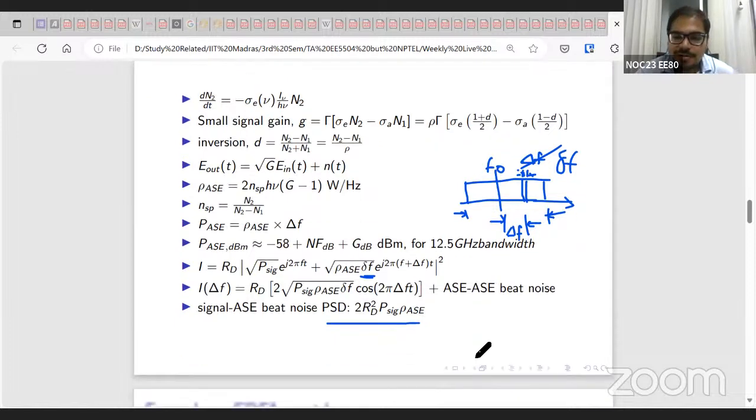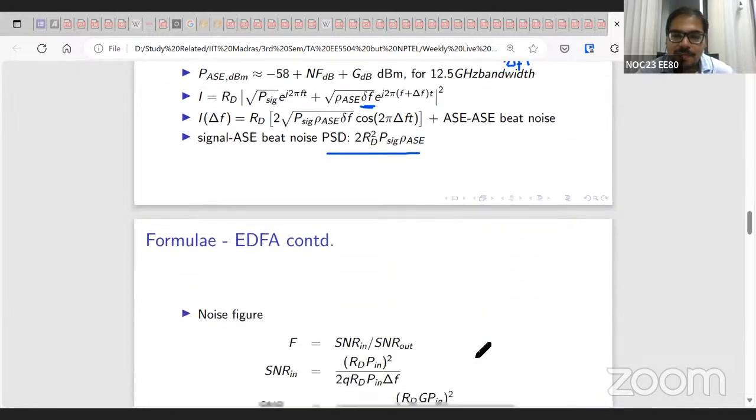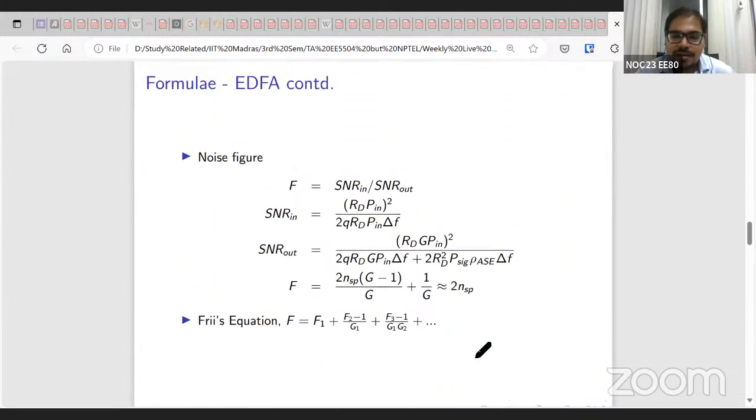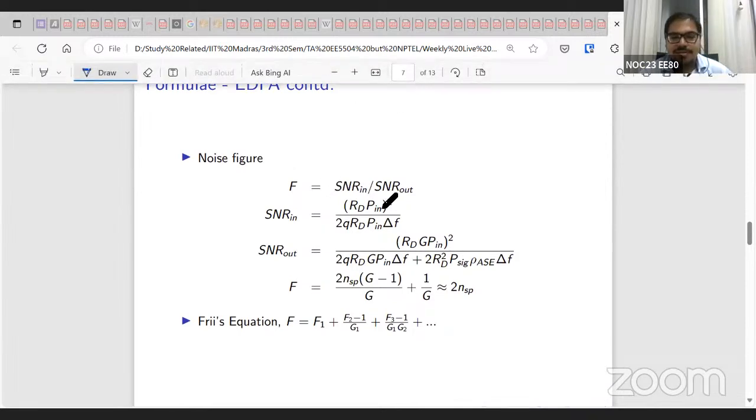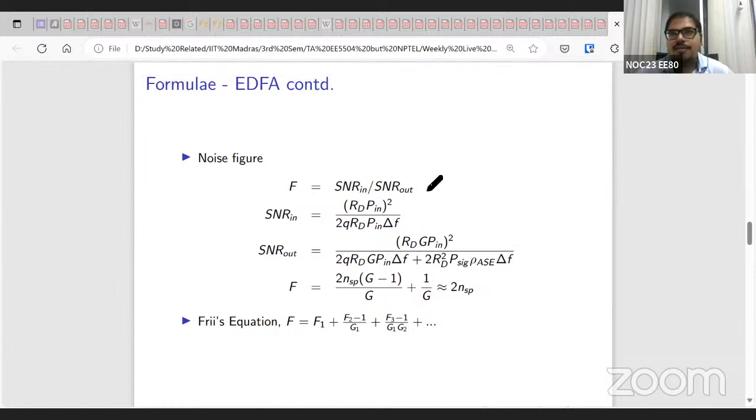So be careful about these concepts. Then we calculated the noise figure using just this definition. These are, again, all of these are in linear scale, so be careful. SNR we usually specify in dB scale. So this expression is valid for linear scale.